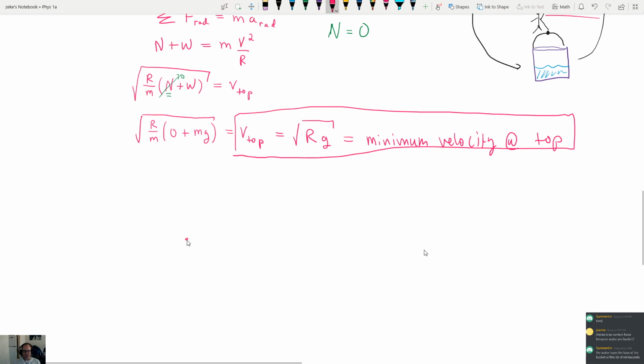So we could replace the same setup right here with a ball and a string. We could be swinging a ball around in a circle like this, and we could ask, what is the minimum velocity that the ball needs at the top so that it actually completes the circle? And the answer is going to be square root of RG. But the condition is going to be a little different. If I'm swinging a ball on a string and I want to make sure that the ball actually makes it around the circle, then if I analyze the forces on the ball at the top right here, what would the forces be?